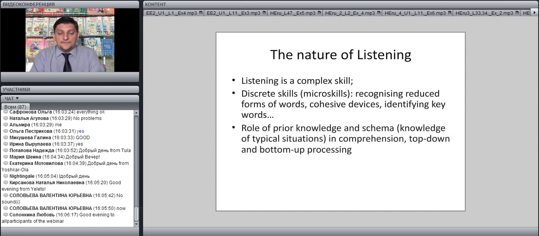We can also speak about the role of prior knowledge, because the more you know about the topic you are going to listen about, the more you will understand and the easier it is going to be for you.